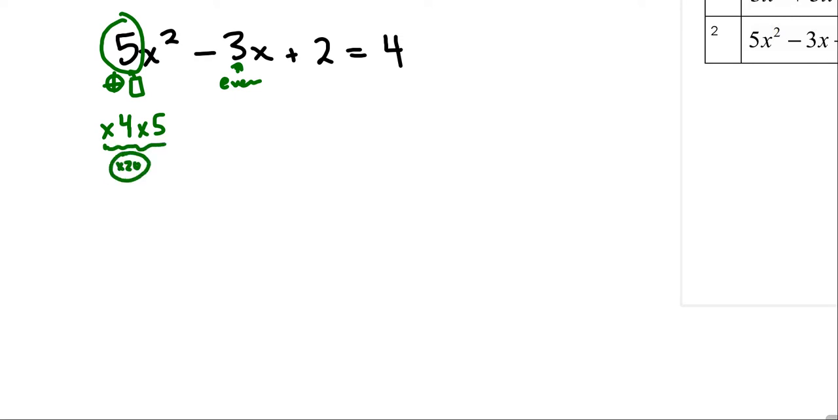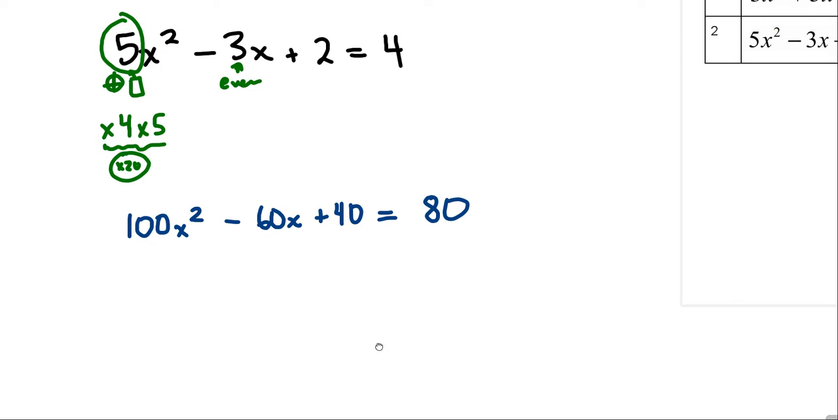I'm going to do that. 5 times 20, 100x squared. 3 times 20 is 60x, and it's 20 times negative. And then 2 times 20 is plus 40 equals 80. 20 times 4, 4 20s, 80.